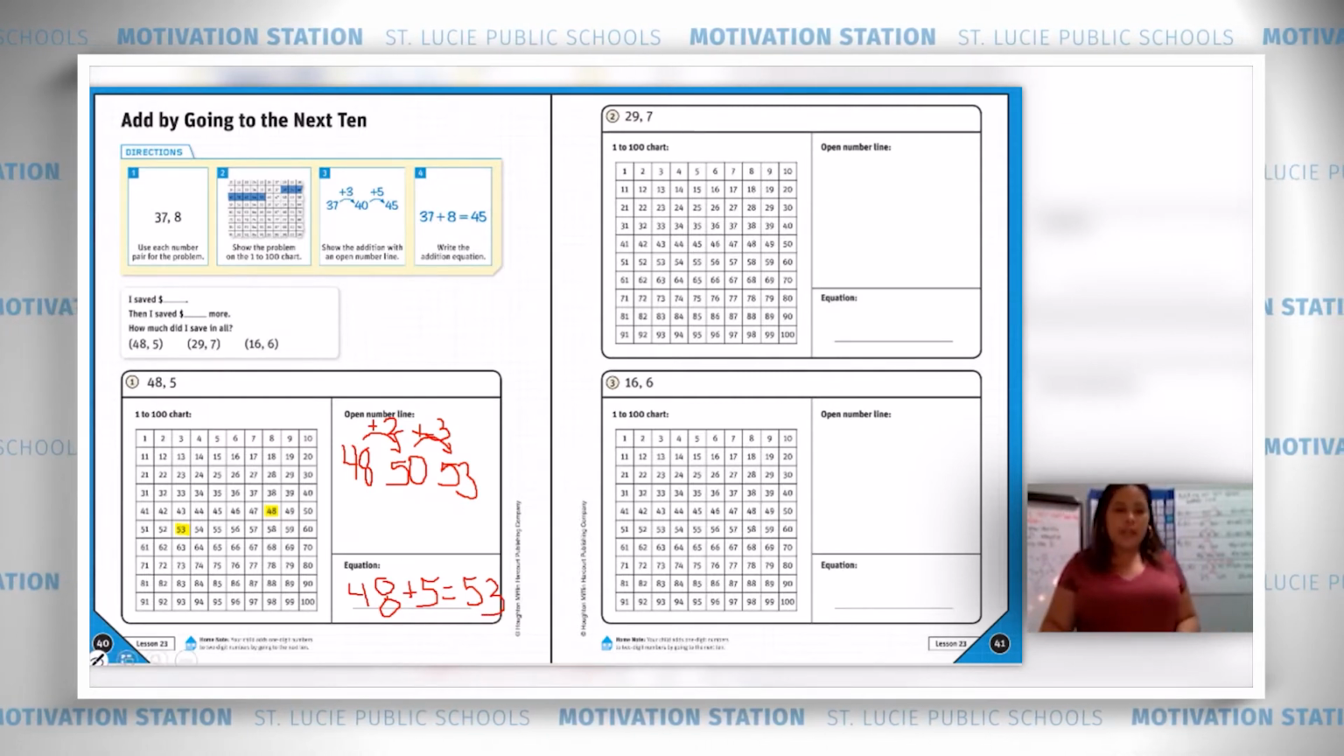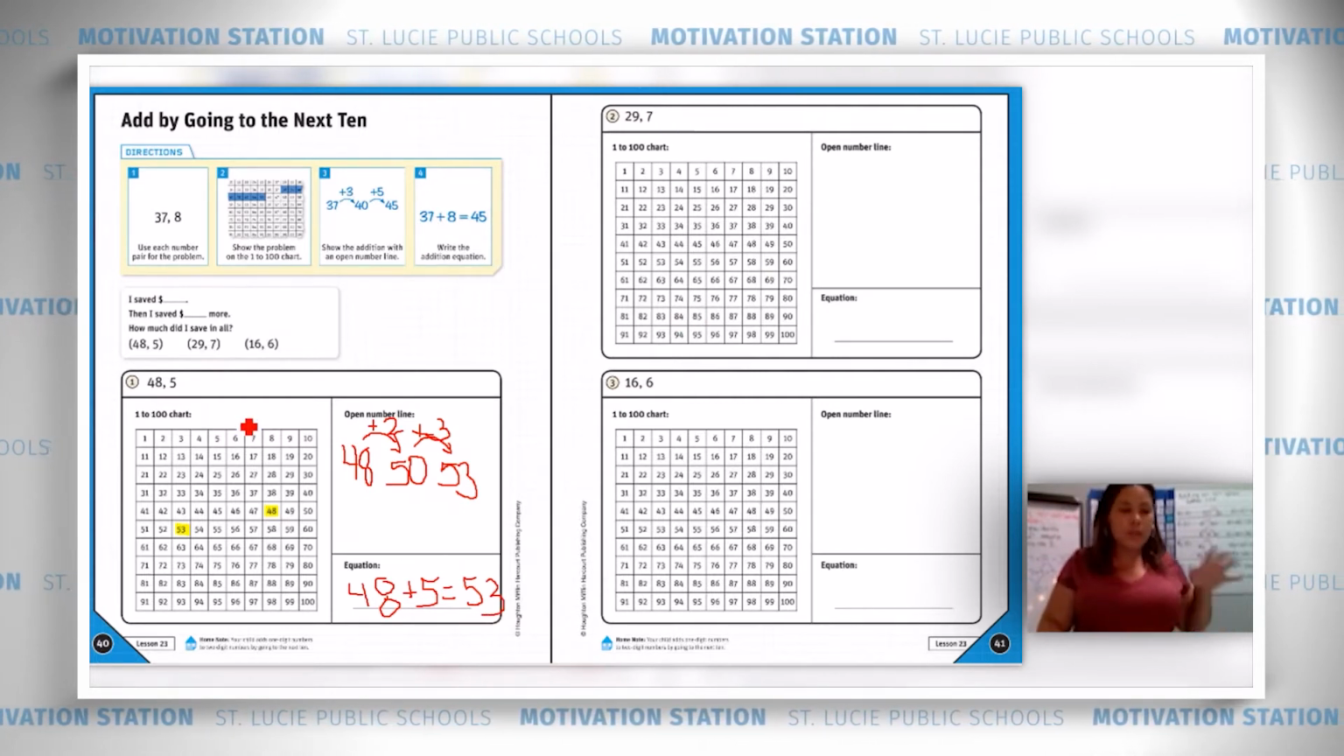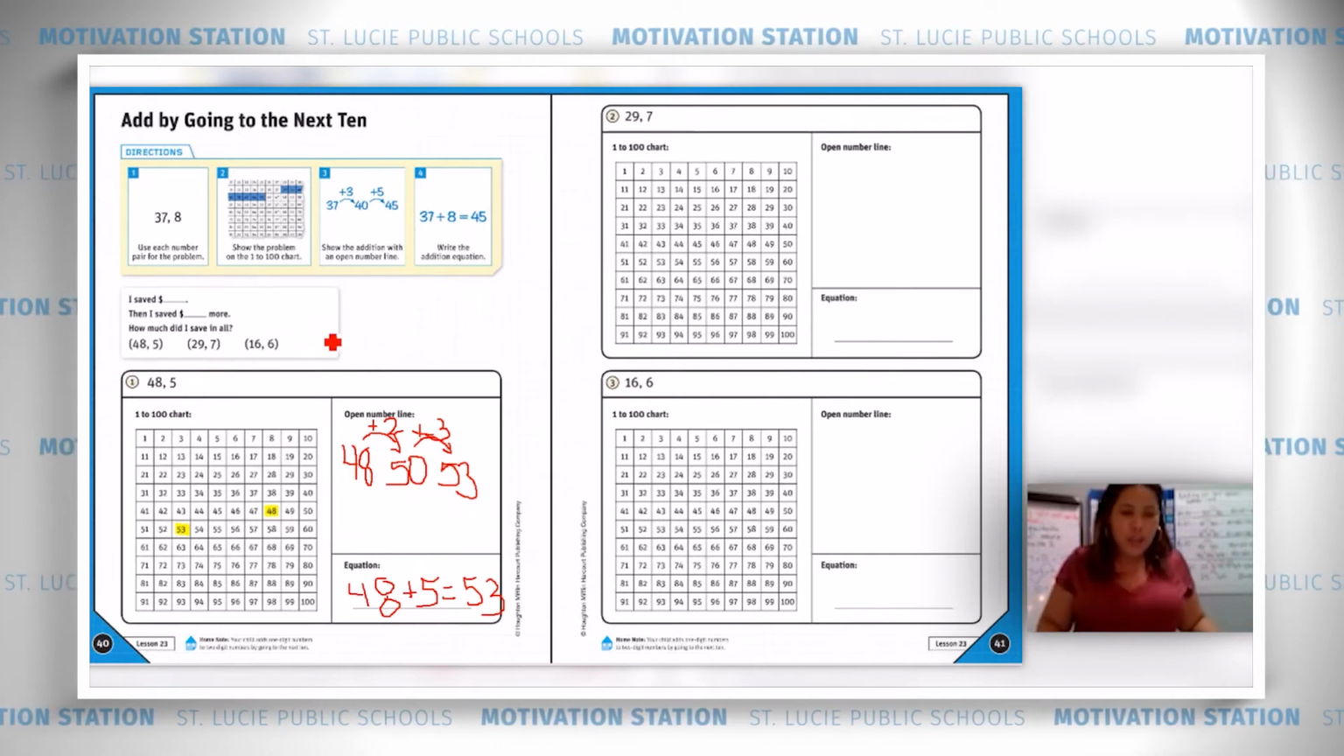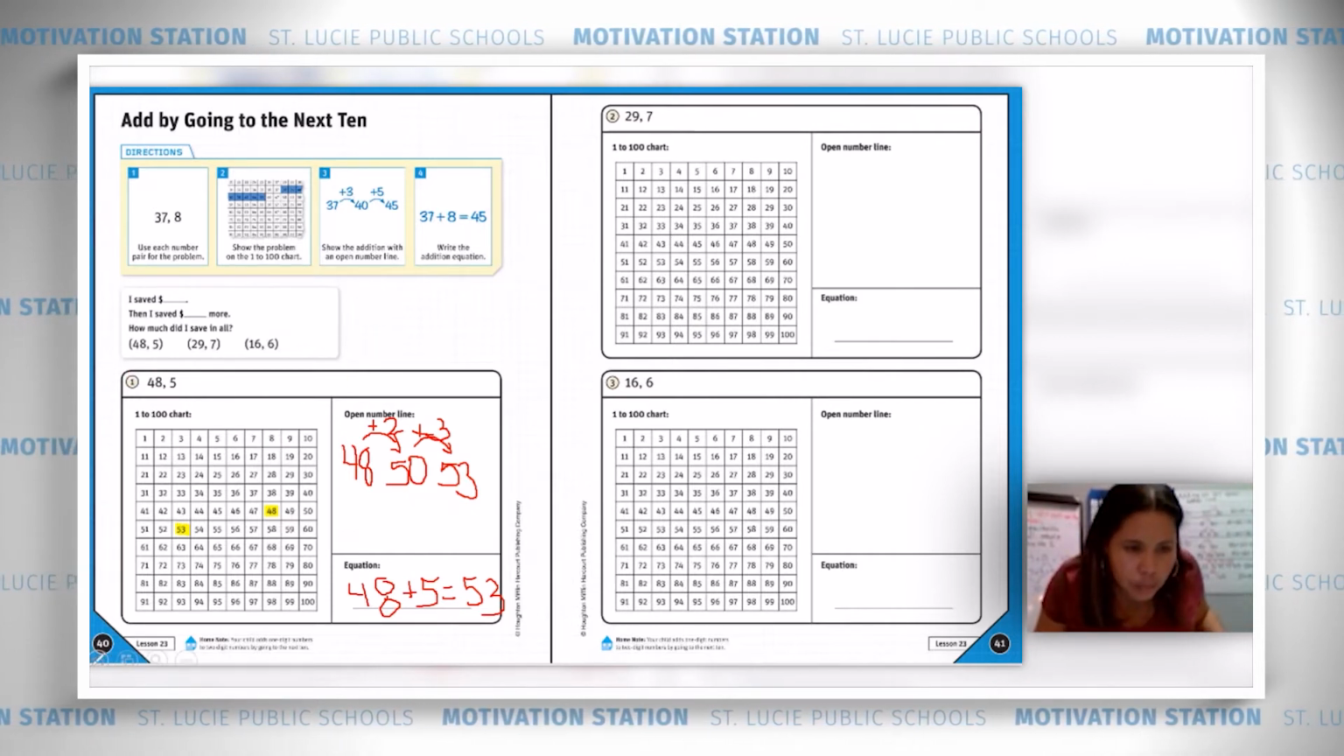Let's try number 29, or number 2. Wow, Mr. Ball's words are getting all mixed up today.